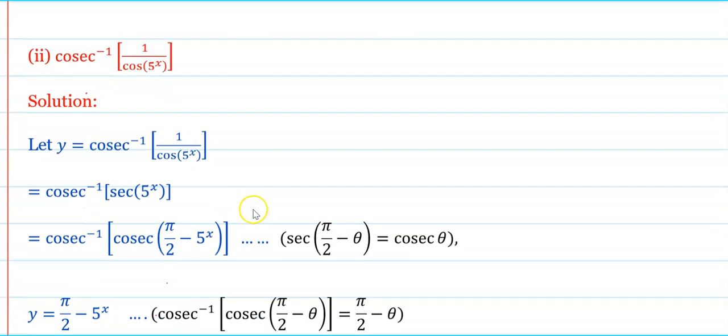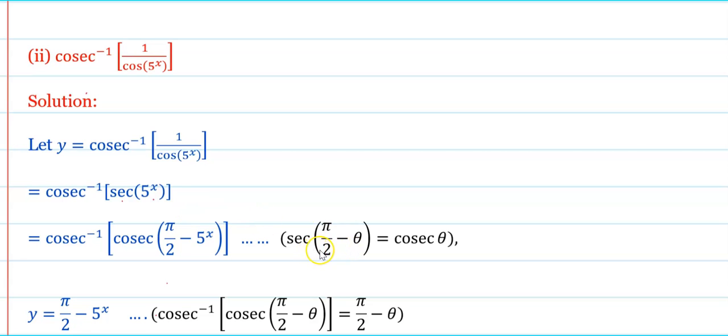Okay, now the second, y is equal to cosec inverse of 1 upon cos of pi raised to x. What is the reciprocal of cos? It is sec. Therefore, cosec inverse of sec of pi raised to x. The reciprocal of cos is sec. Therefore, we can write 1 upon cos of pi raised to x as sec of pi raised to x. Now convert this sec in terms of cosec.